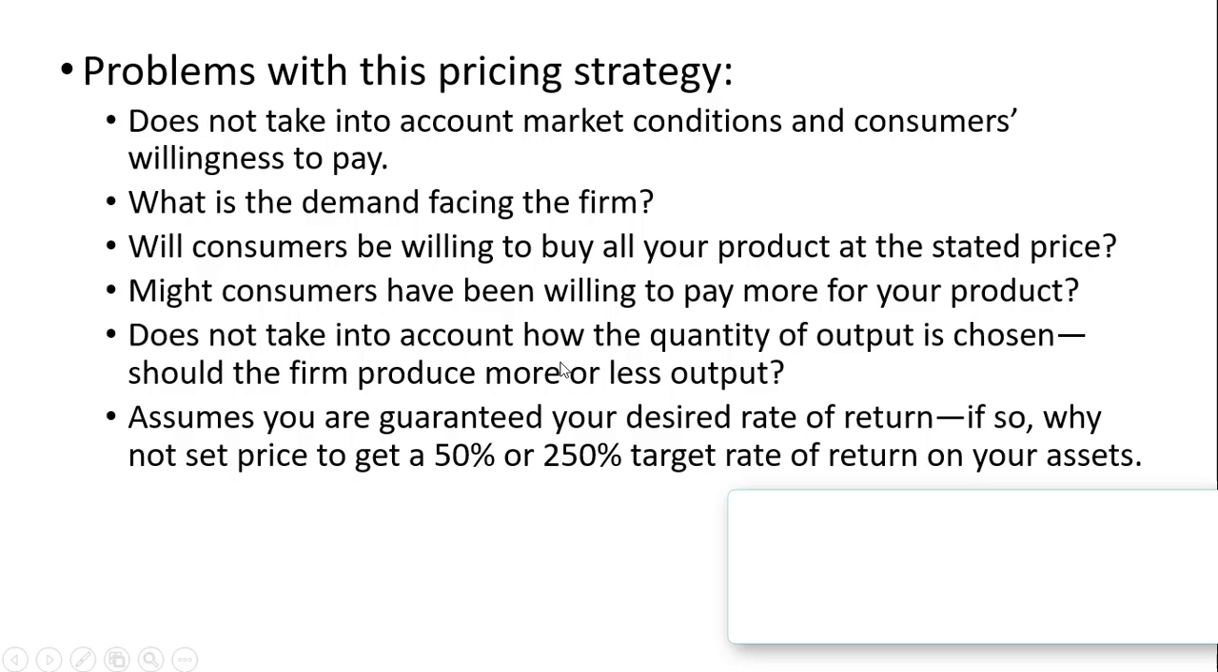This does not take into account how the quantity of output is chosen. Should the firm produce more or less output? As we know, the golden rule of profit maximization is to set marginal revenue equal to marginal cost. That is completely lacking in this analysis. This assumes you're guaranteed your desired rate of return. If so, why not set a price to get a 50% target rate of return or 250% target rate of return for that matter?